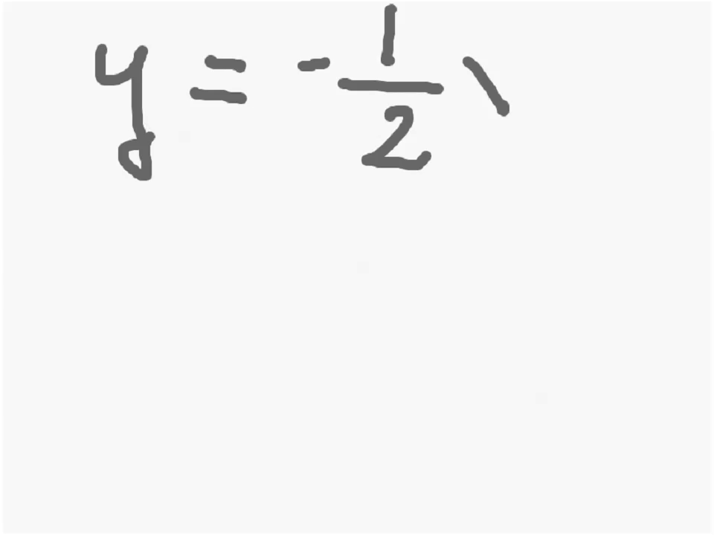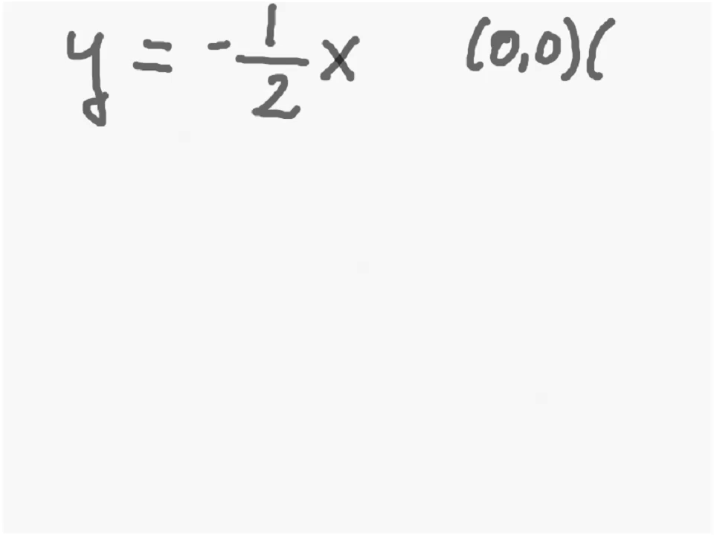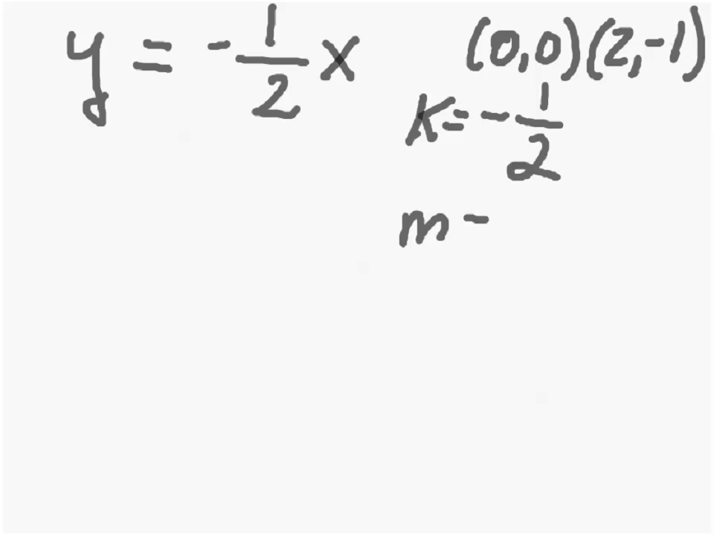So 14, we have an equation of y equals negative 1/2 x with a point at 0, 0 and a point at 2, negative 1. So what is our k? Wouldn't it be negative 0.5, or just keep it as a fraction, negative 1/2. So, Justin, what's our slope? Negative 1/2. Yes, sir.